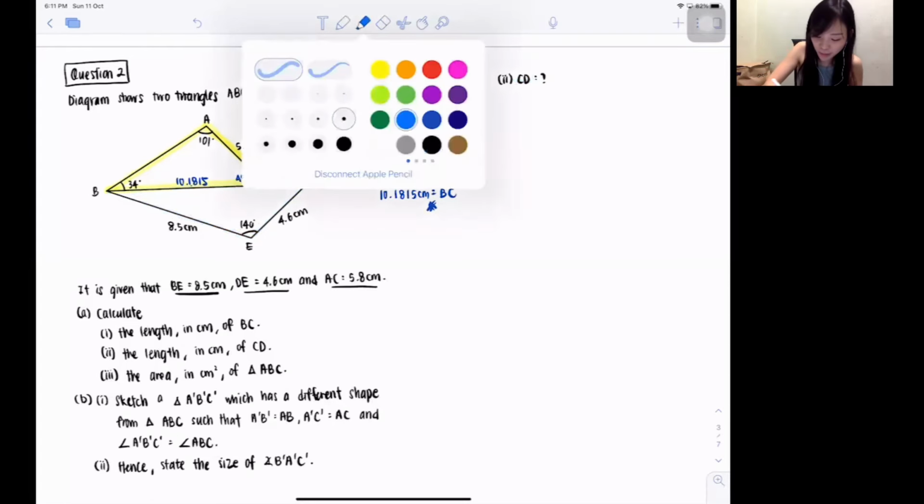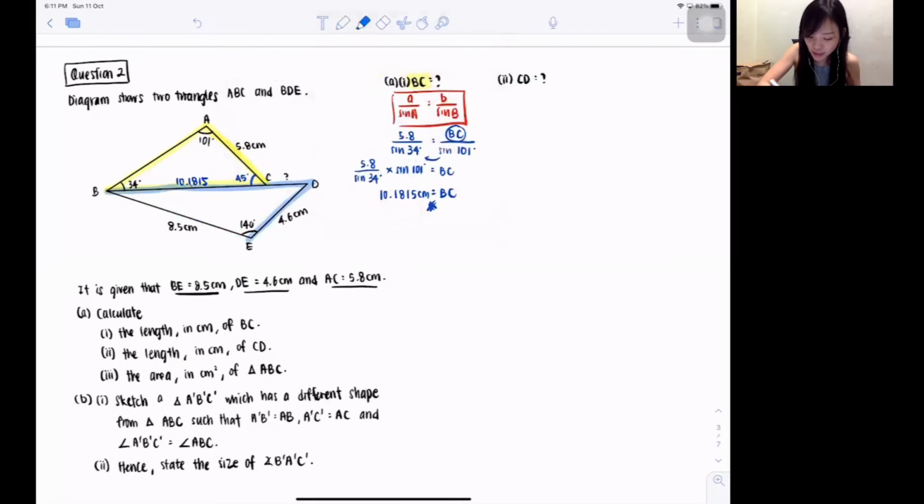Sorry, I changed my mind. CD is not even under the blue triangle. I cannot find CD, but I can find BD, because BD is exactly under the blue triangle. Can you guys see that? Once you find BD, you just take off the 10.1815, and then you can find out the leftover, CD.